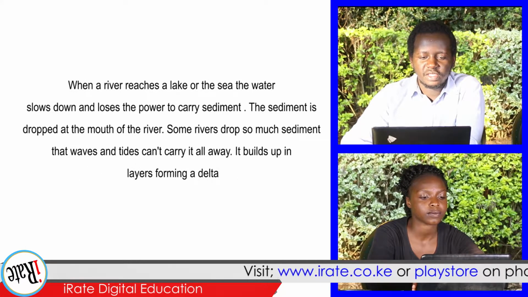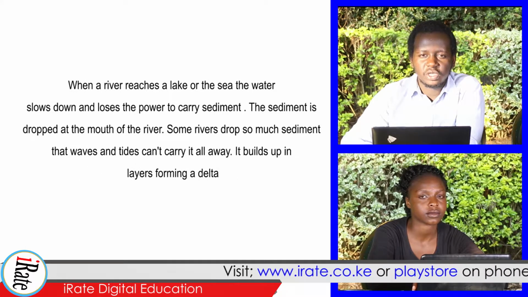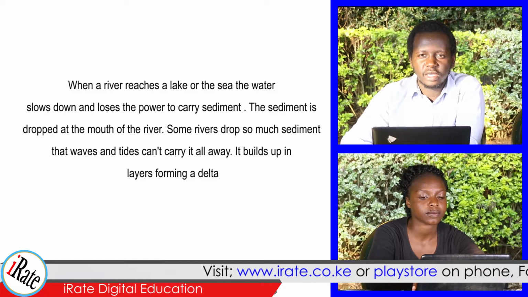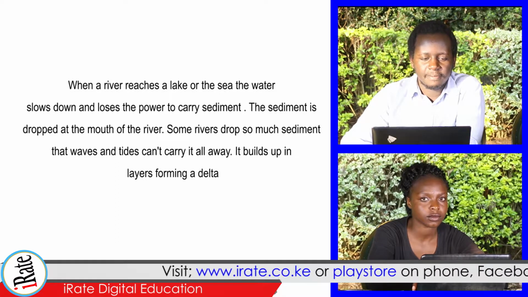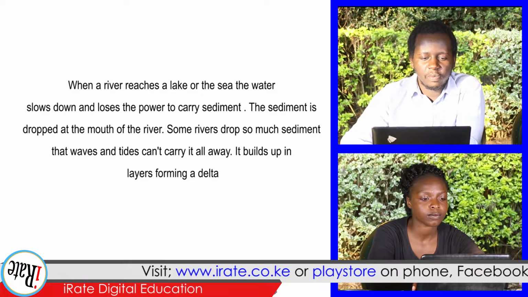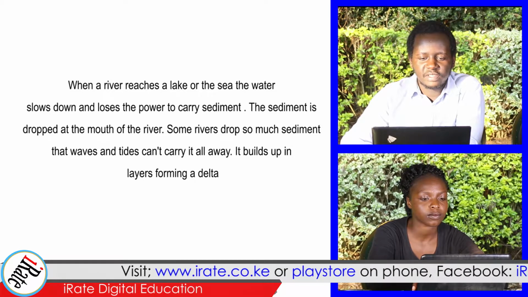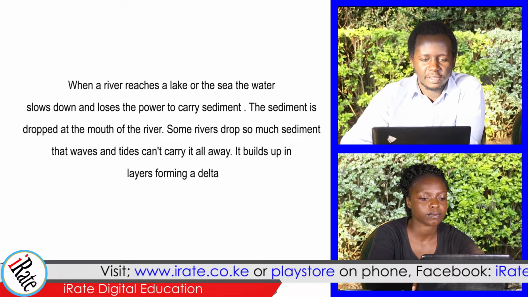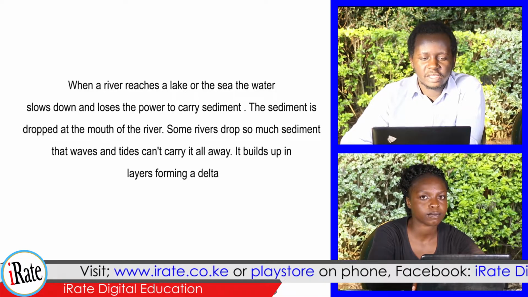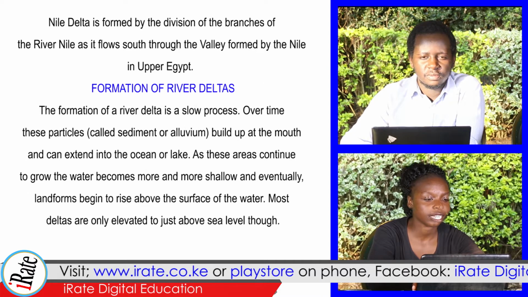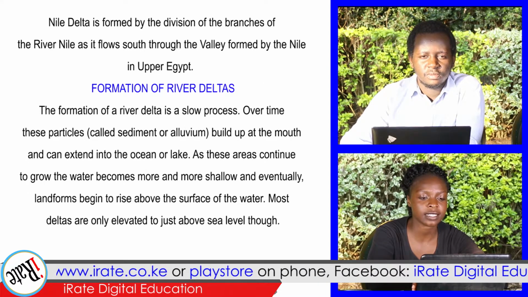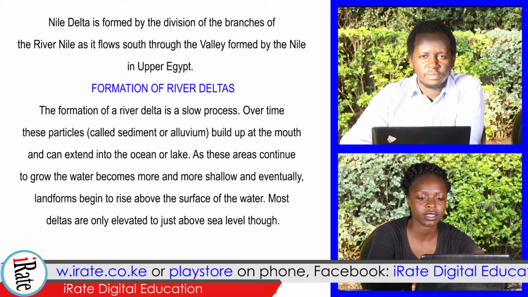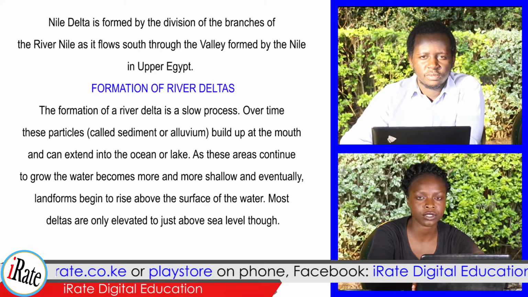When a river reaches a lake or the sea, the water slows down and loses the power to carry sediments. The sediment is dropped at the mouth of the river. Some rivers drop so much sediment that waves and tides can't carry it all away. It builds up into layers, forming a delta. The Nile Delta is formed by the division of the branches of the river Nile as it flows north through the valley formed by the Nile in Upper Egypt.